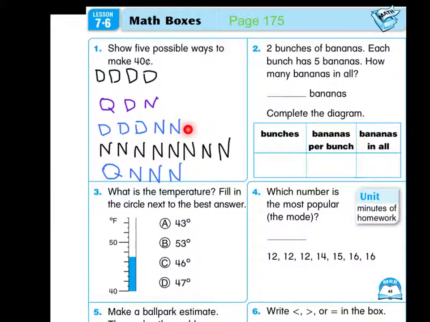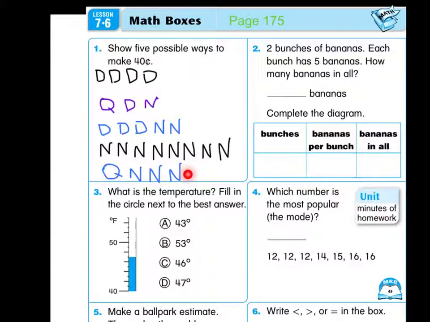That makes 40. You could also do all nickels. That would take 8 of them. 8 nickels would be 40 cents. And for the last one, I had a quarter, which is 25, and then 15 more cents. So it would be 25 and then 30, 35 and then 40. There are other possible ways. These are not the only 5, but hopefully you had some of these. All right, great job. Now let's take a look at box number 2.